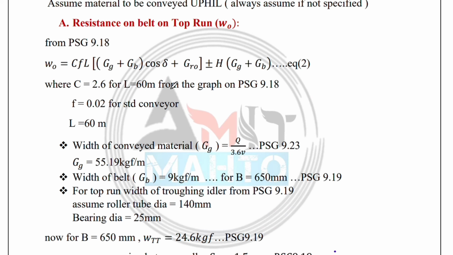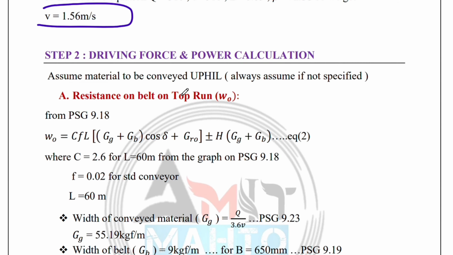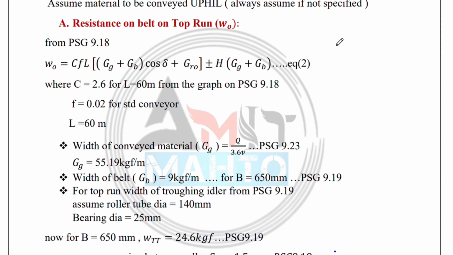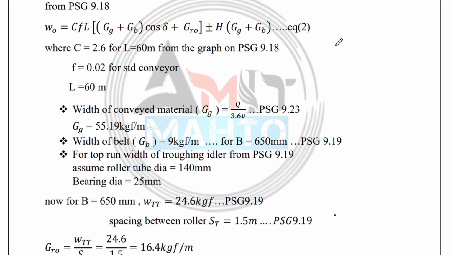We are at step number 2, which was driving force and power calculation. Here we have found the value of GG, and we also found the value of GB.